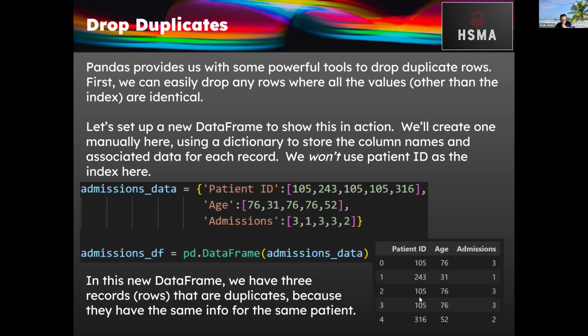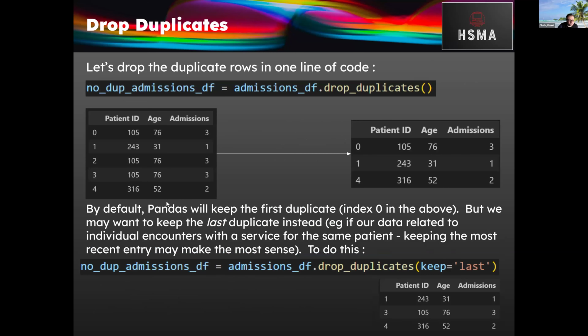Now we've got 3 records in here that are duplicates because they've got the same information across all the columns, ignoring the index, for the same patient. Here we've got patient 105, 876, admissions 3. That's also duplicated down here and also down here as well. So we're not using patient ID as an index here, just to point out.